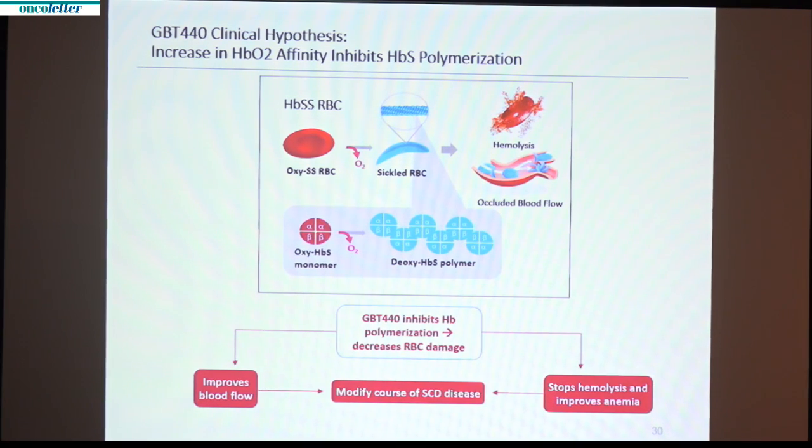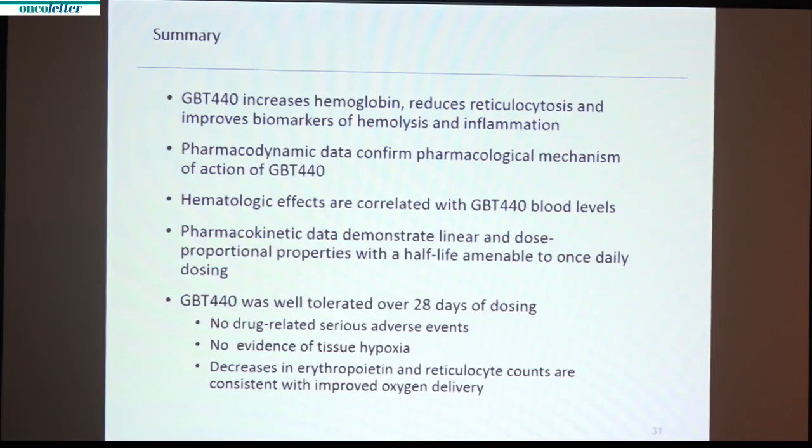GBT440 has been specifically designed to bind to hemoglobin. When it binds, it increases the oxygen affinity of hemoglobin S and inhibits this polymerization, which causes all the problems that I've previously described. So we would hypothesize that patients on GBT440 will see a reduction in the red cell damage, you'll see a reduction in hemolysis, and an improvement in the anemia. With the inhibition of the formation of the sickle cells, we'll also see an improvement in blood flow, and this could potentially modify the course of sickle cell disease in our patients.